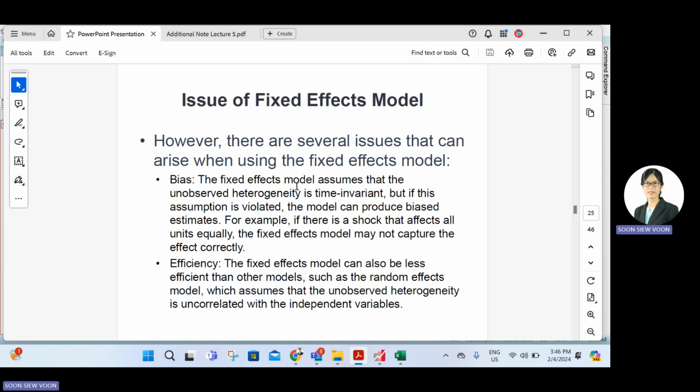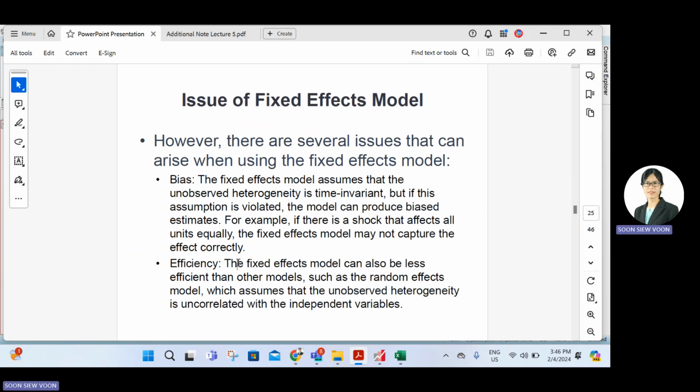Actually, there are several issues as well with using the fixed effect. One of them is bias, because the fixed effect assumes the unobserved heterogeneity is time invariant. If this assumption is not warranted, the model can produce biased estimates. So this is one of the limitations, bias.